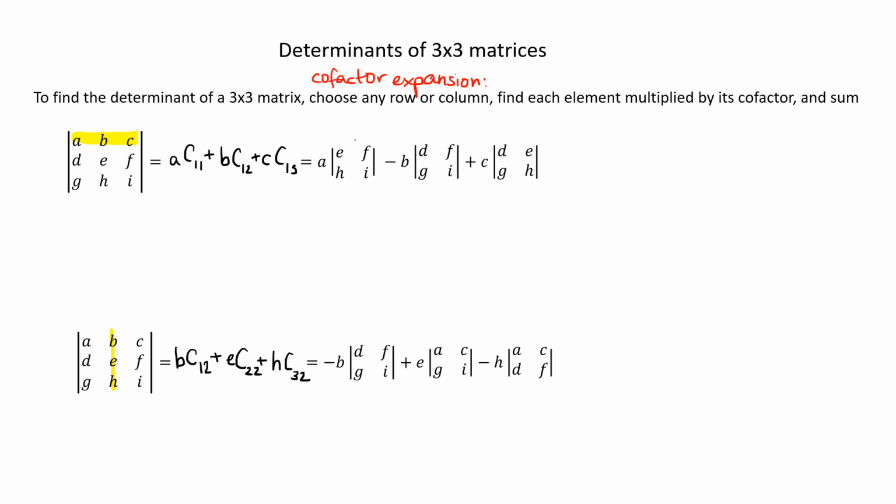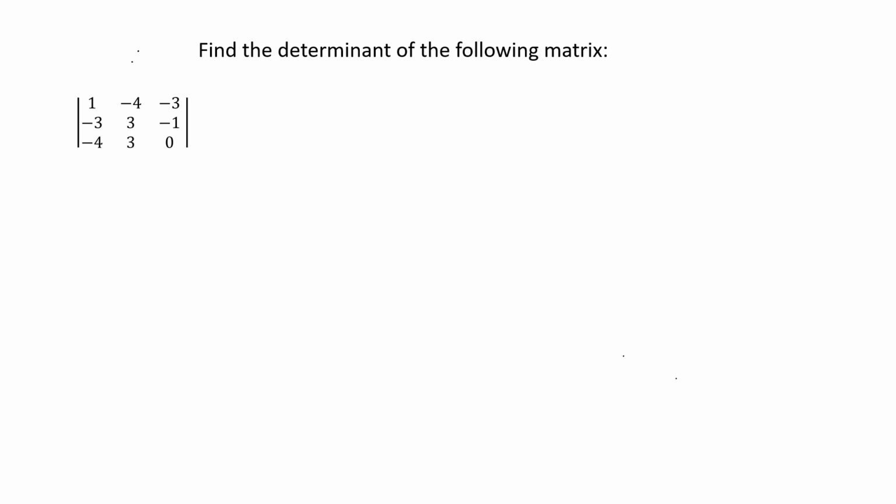Let's try this out. We're going to find the determinant of this 3 by 3 matrix. Now it doesn't matter for getting the answer what row or column we choose to expand in, but we will find that our arithmetic is simplified if we choose a row or column containing zeros. The more zeros, the better. I'm just going to use this third column because we've got a 0 in it. So let's try this expansion.